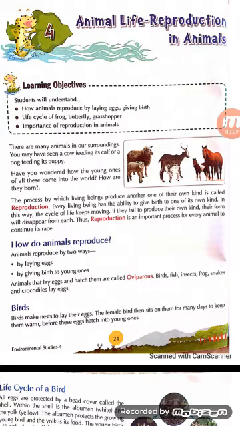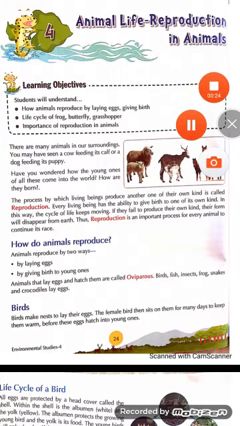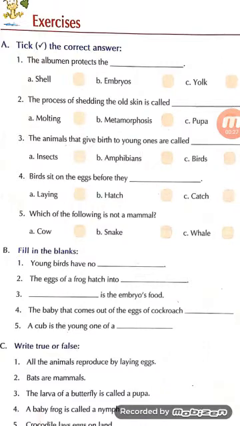Children, we have already completed our chapter. We have done keywords also, things to remember. Now, today we are going to do the book exercises given on page number 28. Book exercise, page number 28. Question number A. Tick the correct answer.